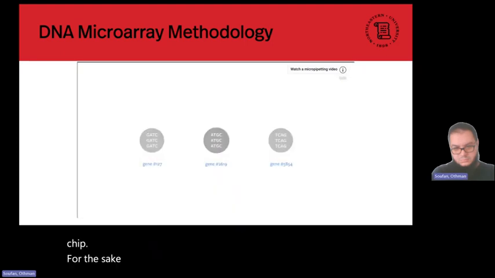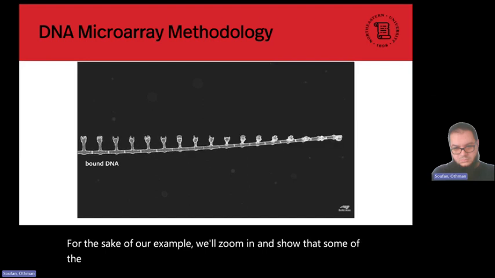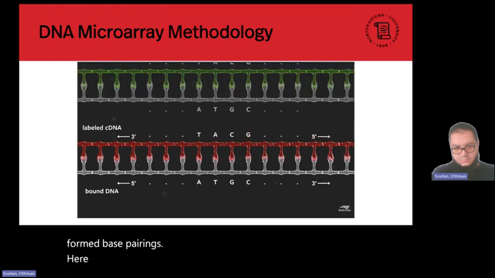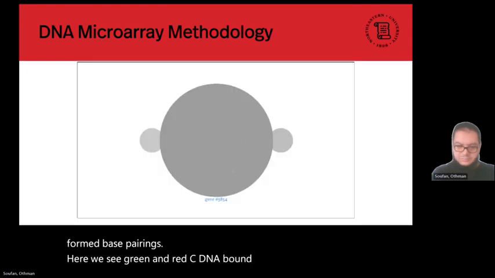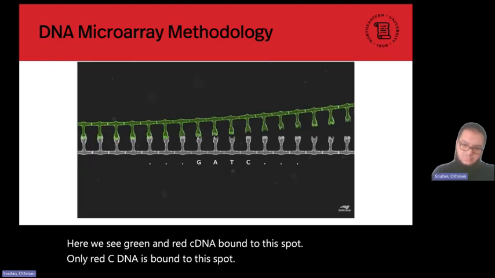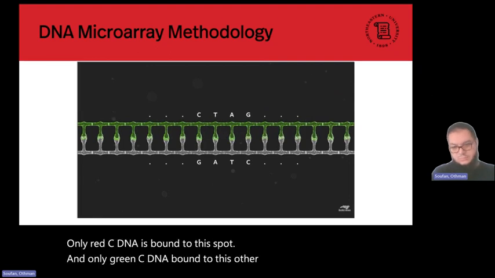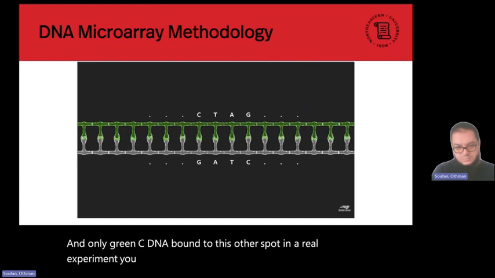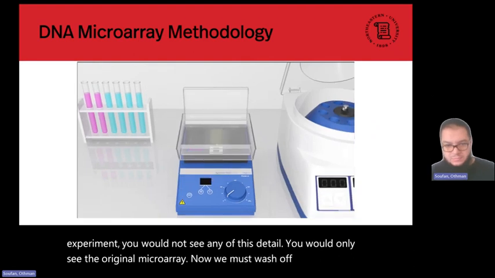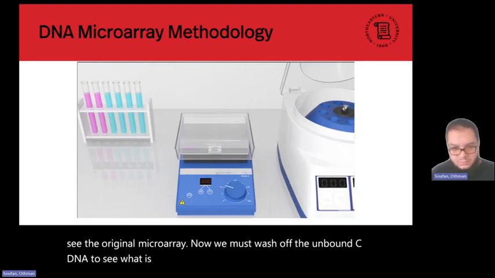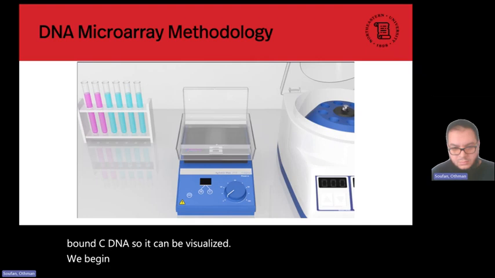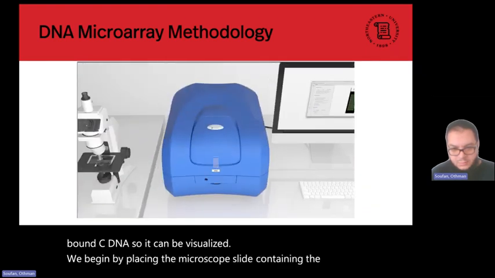For the sake of our example, we'll zoom in and show that some of the labeled cDNA have bound to the DNA in the spots and formed base pairings. Here we see green and red cDNA bound to this spot. Only red cDNA is bound to this spot. And only green cDNA bound to this other spot. In a real experiment, you would not see any of this detail. You would only see the original microarray. Now we must wash off the unbound cDNA to see what is bound to the microarray. Let's detect the bound cDNA so it can be visualized. We begin by placing the microscope slide containing the microarray inside a scanner.